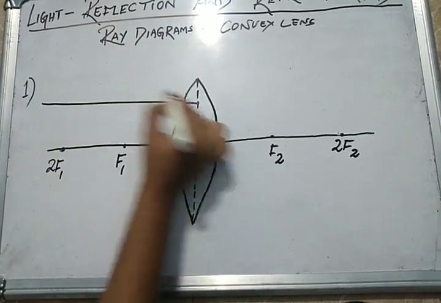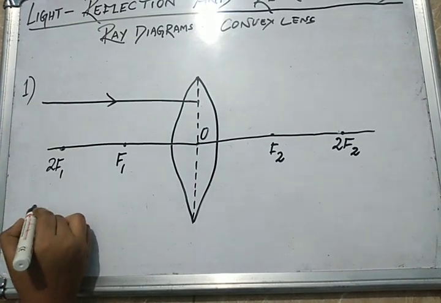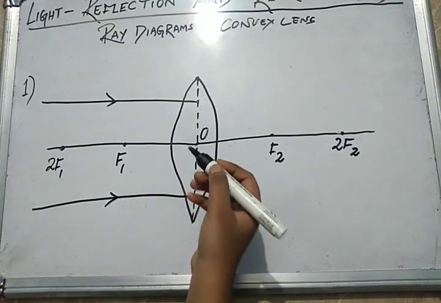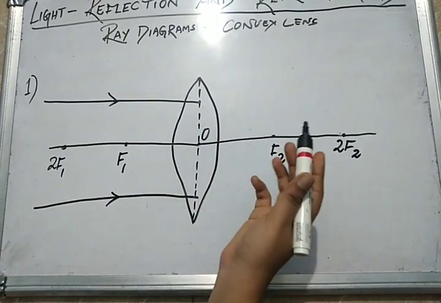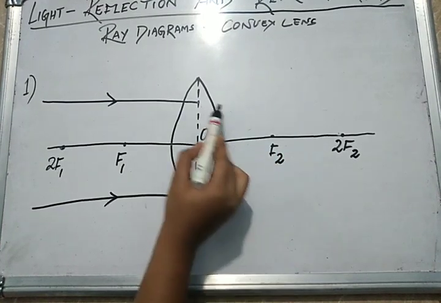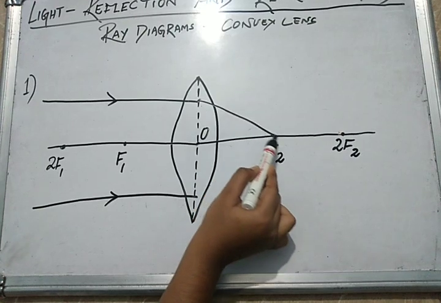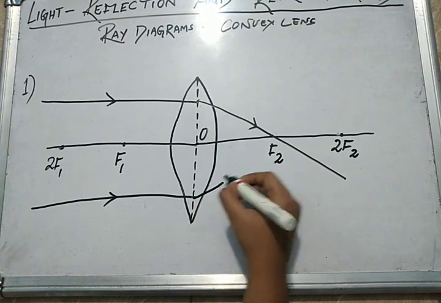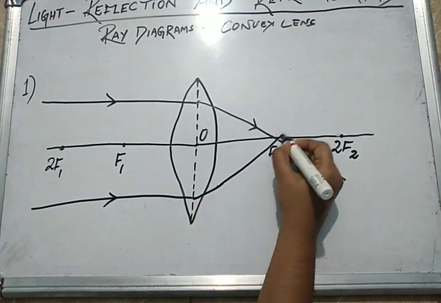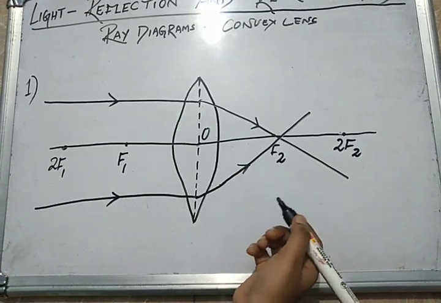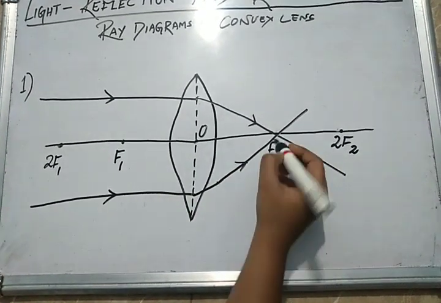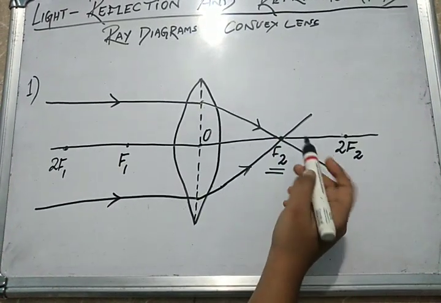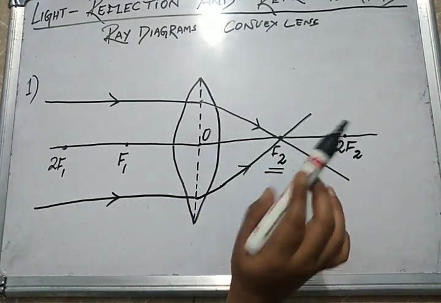So here is the incident ray. I'm taking another incident ray like this because I'm considering only 2 rays. Now after refraction, what will happen? It will refract like this, passing through F2 of the convex lens. This is the other refracted ray. Now where do the 2 refracted rays meet? At this point. And what is this? This is F2. So here is the image formed.